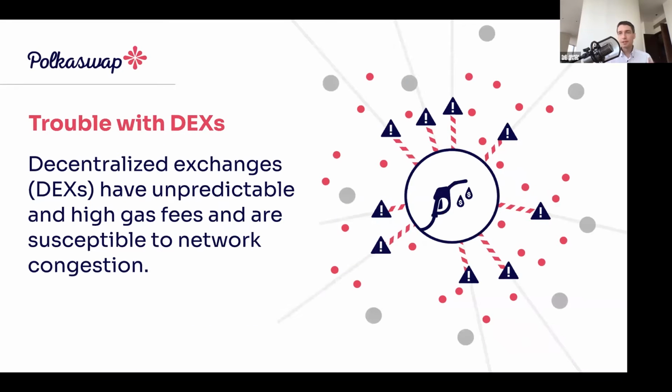So traditional DEXs, as you may have known, if you've used Uniswap or Sushi or whatever, well, maybe not so much Sushi because it's pretty cheap, but still transactions fail a lot for me there. They have unpredictable and high gas fees, and they're susceptible to network congestion. So you do have a lot of problems making transactions predictably on Ethereum.